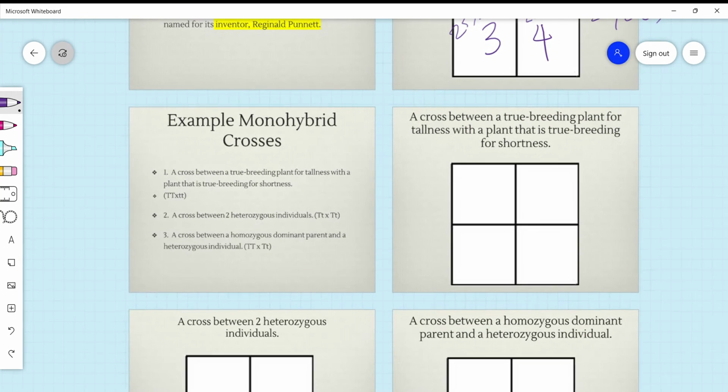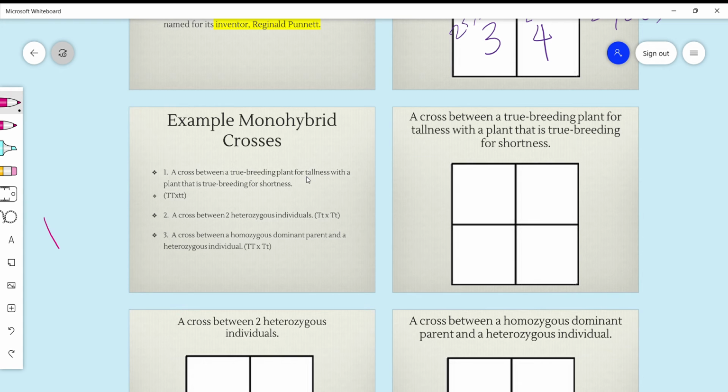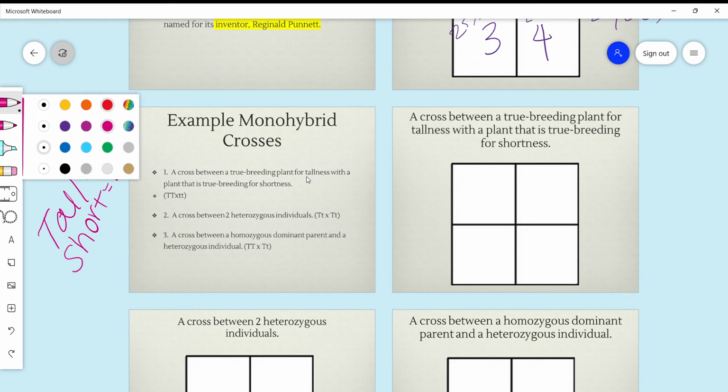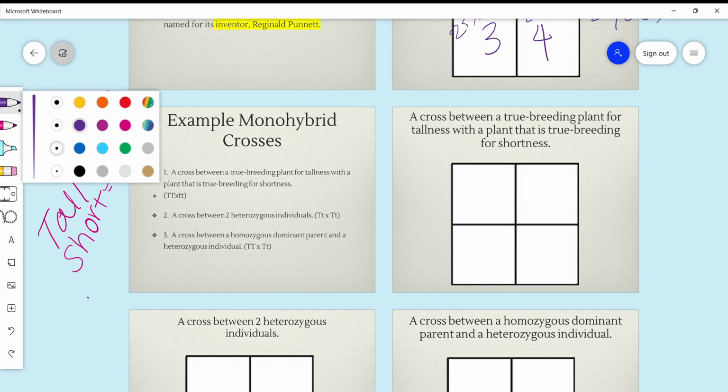Moving on. An example of a monohybrid cross is a cross between true breeding plants. So remember that they gave us, if it's tall, it's dominant. If it's short, it's recessive. In this case, the letters we're going to use to represent these two plants are uppercase if it's dominant, lowercase if it's recessive.